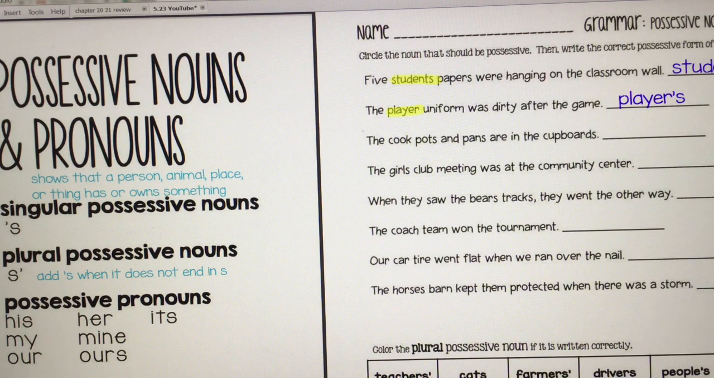The next one. The cook pots and pans are in the cupboards. Well, whose pots and pans? The cook's. And it's singular, right? It doesn't add an S. It's one person, the cook. So we're going to add cook with an apostrophe S.